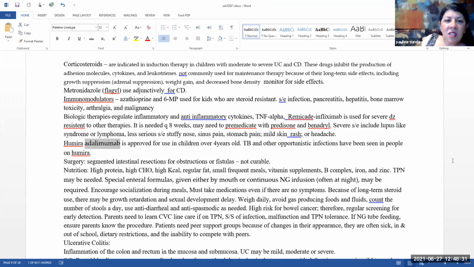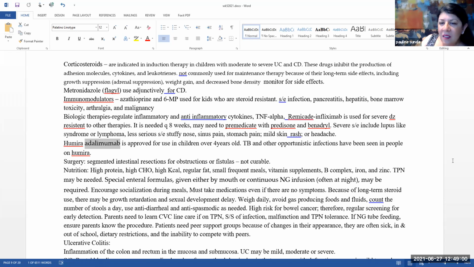Metronidazole is used adjunctively. Immune modulators, azathioprine and 6-MP, can be used for kids who are steroid resistant. Some side effects here include infection, pancreatitis, hepatitis, bone marrow toxicity, arthralgia, and malignancy. Biologic therapies help to regulate inflammatory and anti-inflammatory cytokines.